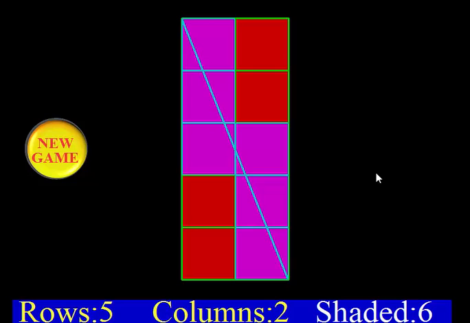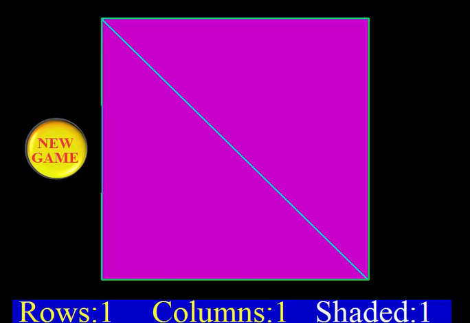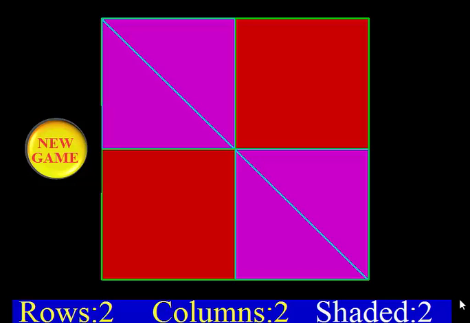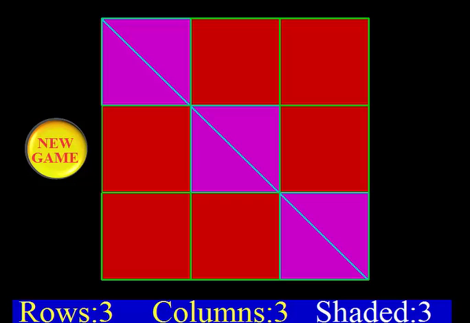Let's see if we can organize it in some sort of way where we can see what happens. What about if we have squares? Let's say one row, 1 column. That's easy, isn't it? It passes through 1 square. What about a 2 by 2? It passes through 2 squares. And you could probably guess a 3 by 3, 3 squares, and so on.